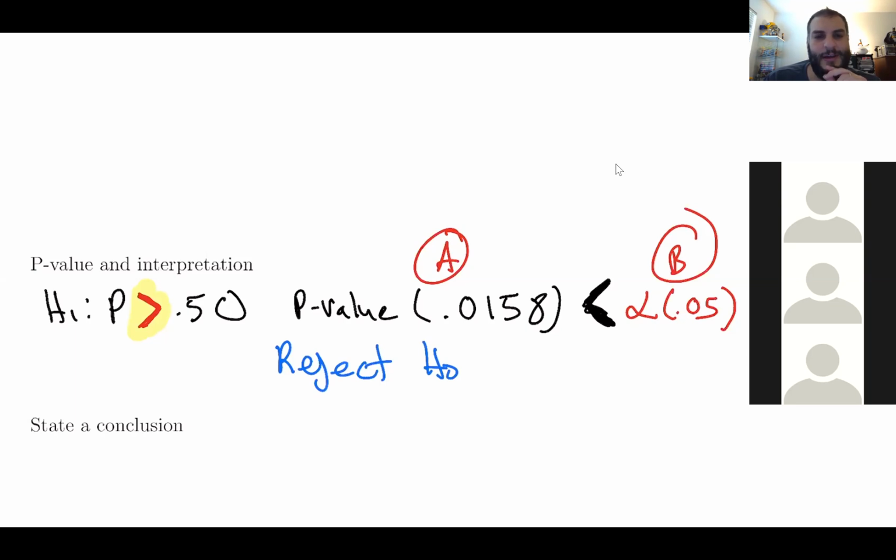Any questions in regard to rejecting the null hypothesis? I'm confused. Why is there a p on the left and then there's a p-value? Like the p is 0.50 and then the p-value is 0.0158. Well, this is telling you the probability of the event occurring. So the p-value is just what we found.